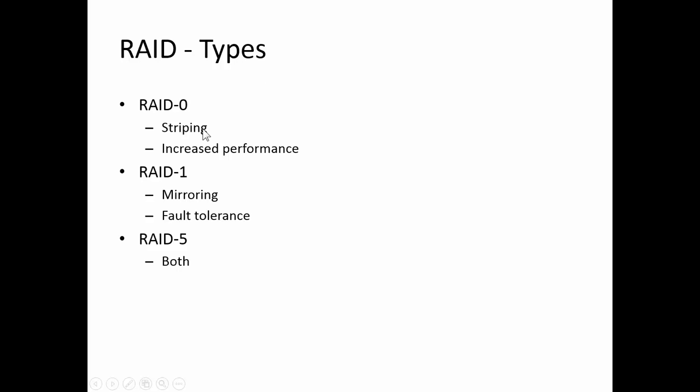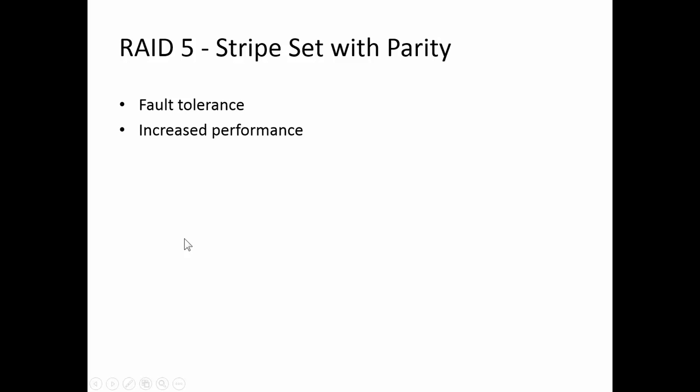RAID level 0 is striping, which provides increased performance, and RAID level 1 is mirroring, which provides fault tolerance. But RAID level 5 provides both fault tolerance and increased performance. So let's look at RAID level 5, which is also called a stripe set with parity.